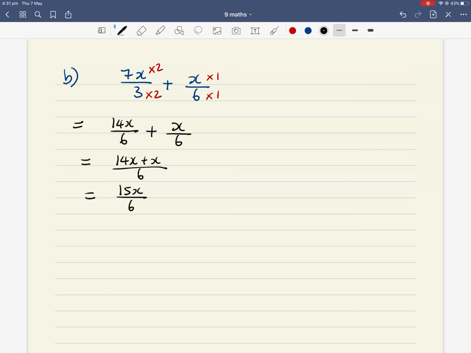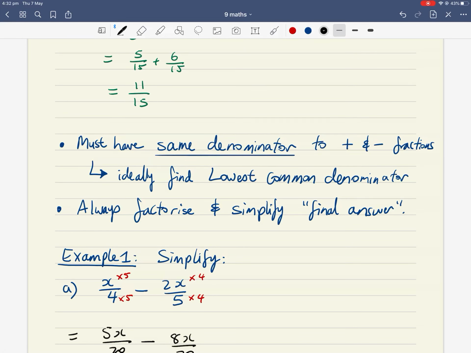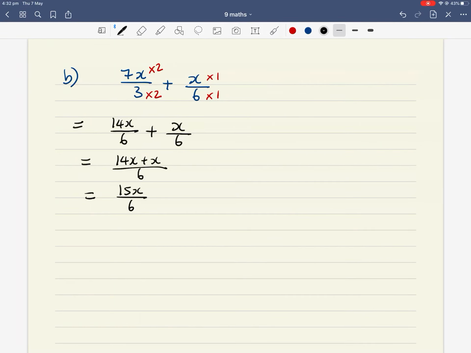And then you check, well, is my answer simplified? Now, a lot of people in the exam would just go, oh yeah, I'm done, 15 over 6, that's my final answer. But remember, the key point was you can only add and subtract fractions if you have the same denominator, and you must always simplify and factorize your final answer, because it's not final.